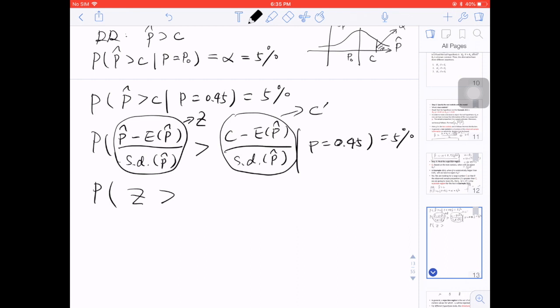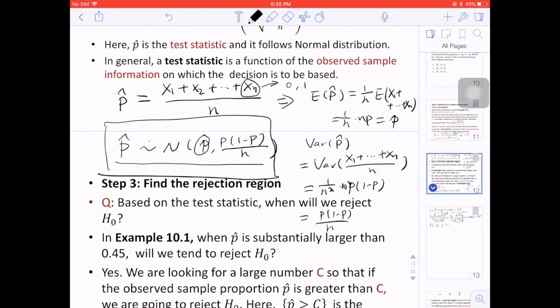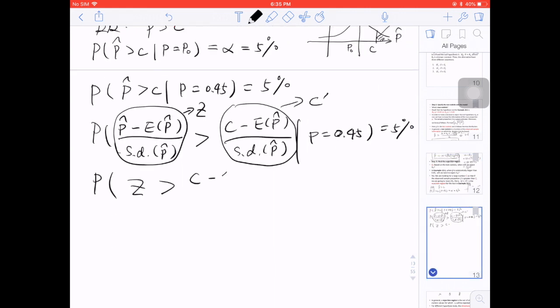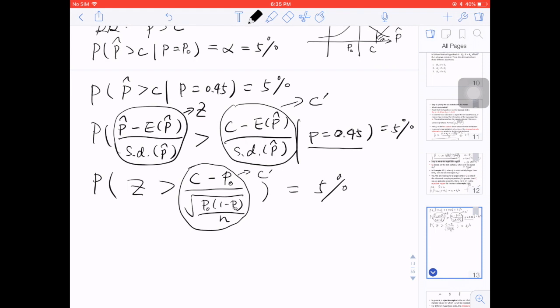To be more specific, this c prime should be equal to c minus the expectation divided by the standard deviation. This is the variance, so you need to take the square root of it. So c minus p divided by the square root of p times 1 minus p divided by n. We also have the condition that p is equal to p0, which is 0.45, so you plug this value inside. This stuff is my c prime. Now I have the probability of z larger than c prime equal to 5%.